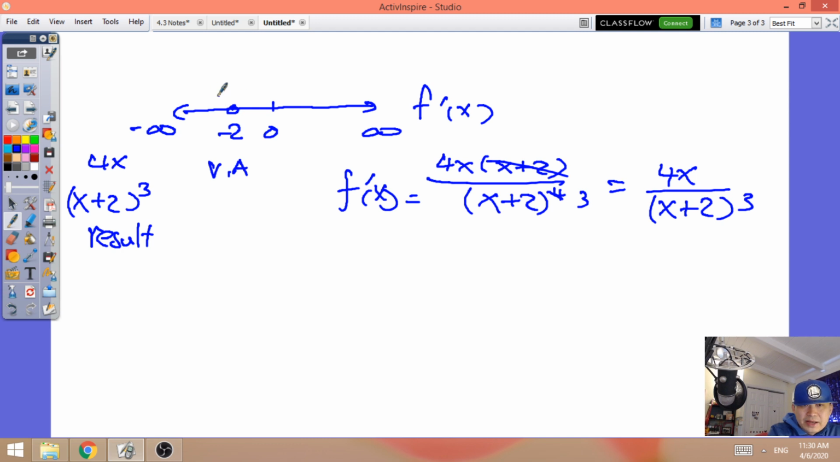So now let's find out the number we need to verify. Okay, let's use a different color pen right here. So let's say negative 3. From negative 2 to 0, we can use negative 1. 0 to infinity, we can use 1. Okay, so negative 3 times 4, which is negative 12, so negative. Negative 3 plus 2, negative 1 to the power of 3, negative. So negative times negative, which is positive.